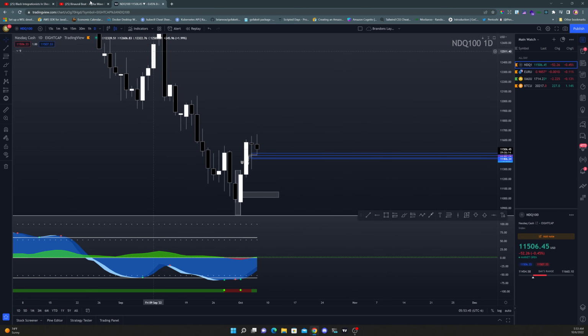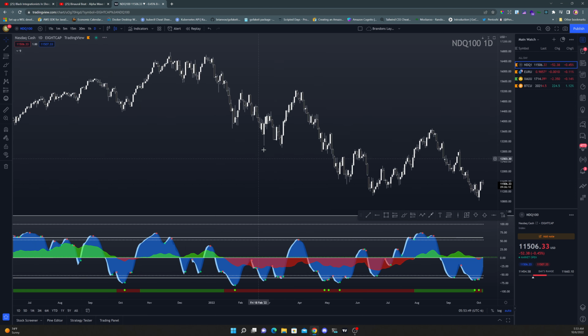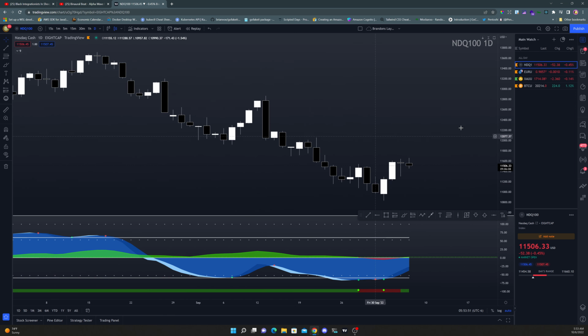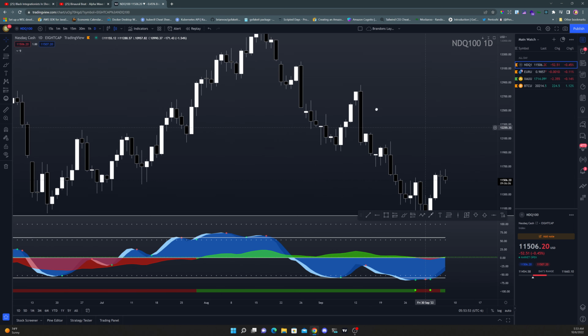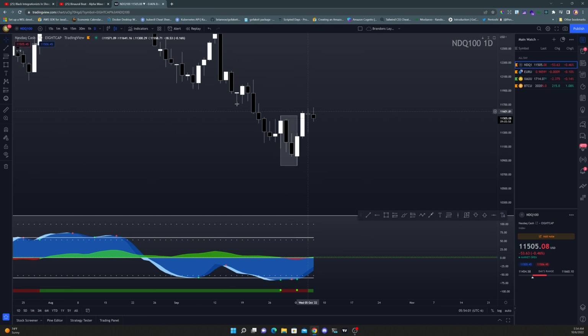Nas 100 to kick it off. Let's go ahead and clean our charts up, remove the drawings. And as we can see, we're starting to see some upward price momentum. Oh, yeah. So check this out. Boom. We finally had a break.